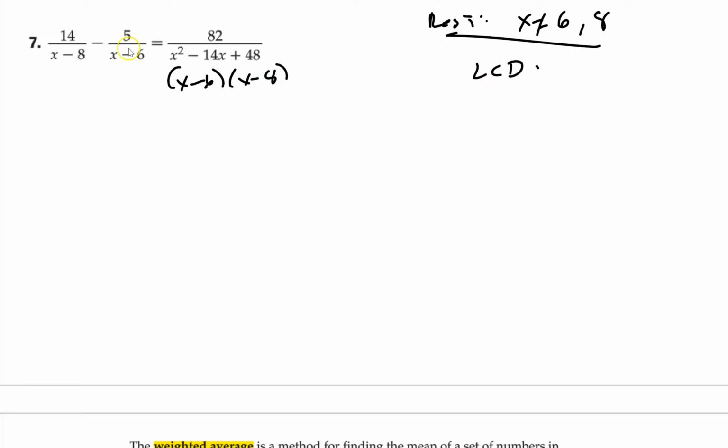I need an x minus 8. That doesn't have one, that has one, and that has one. And you need x minus 6. So that's your LCD. Now again, from here you can do two ways.